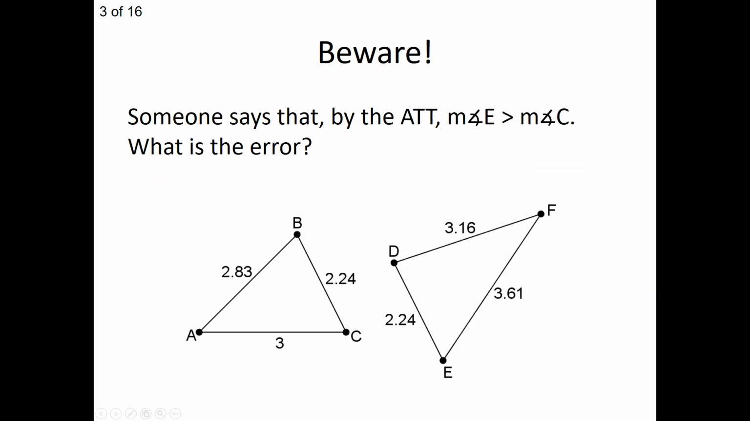Now, I wish to warn you here on this next slide. Be very careful. There's an error being made in this slide. Someone might claim, take a look at side CD, it's 3.16, and take a look at side AB, it's 2.83. Well, obviously, this side FD is greater than side AB, which then means the angle opposite must be greater. So we can claim that angle E is greater than angle C, right? Because that's the angle opposite, and we have proven that the angle opposite the greater side is the greater angle. But there's a mistake here, okay?